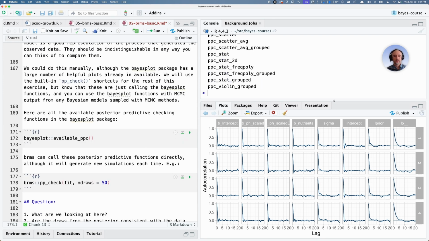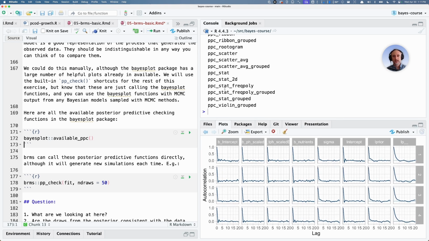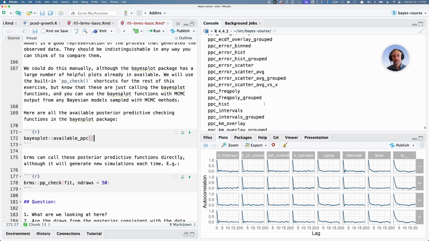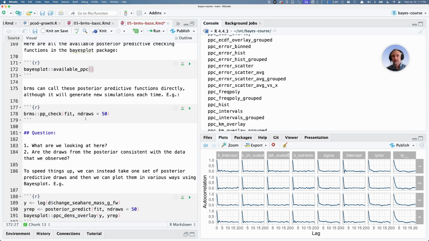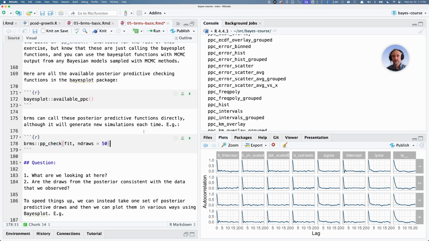So with posterior predictive checking, there's a whole bunch of functions, as we saw in the last exercise in bayesplot, that all start with ppc, and there's this function available_ppc, which gives us a list of all of the available ones. And there's also this function pp_check, which is built into brms, and that calls the functions in bayesplot. So there are 2 ways to get at your posterior predictive checks if you want to use the bayesplot versions.